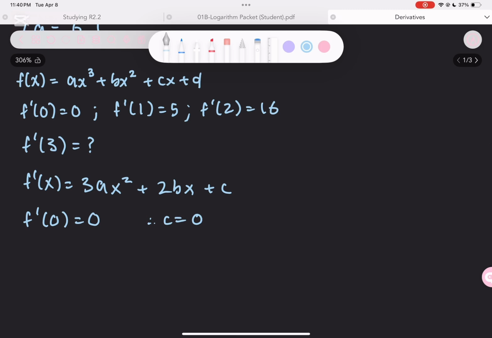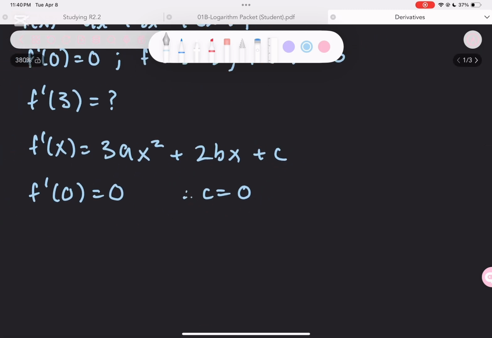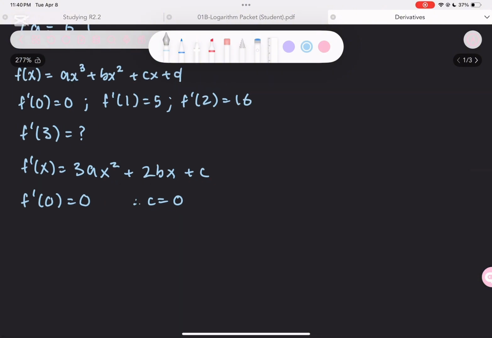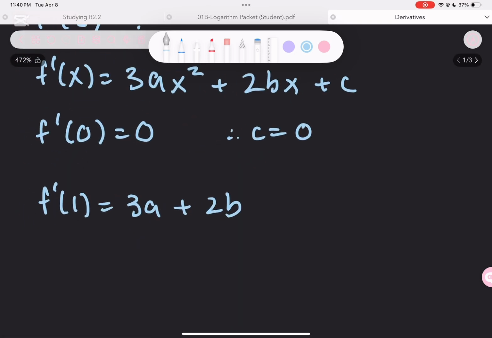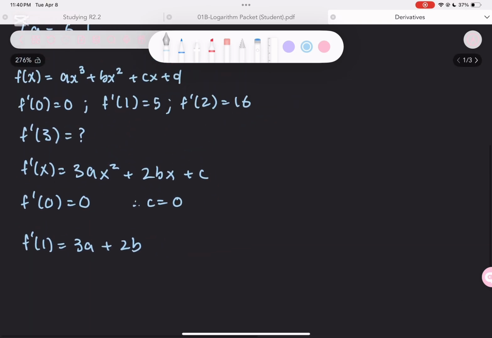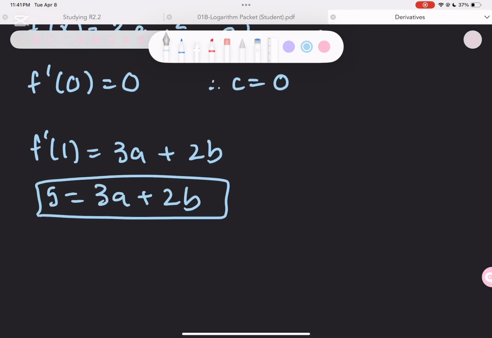And now this helps you set up to find everything else, because now you know c doesn't really have to be here. Technically it doesn't. So now you want to put in your 1. So f prime of 1 is 3a plus 2b, because you don't have to worry about c anymore. And now you have this equation, right? And you know that that is equal to 5, so 5 is equal to 3a plus 2b.